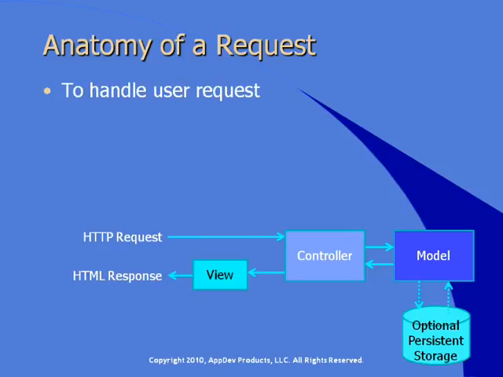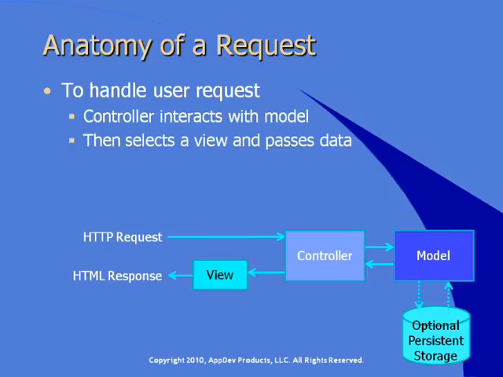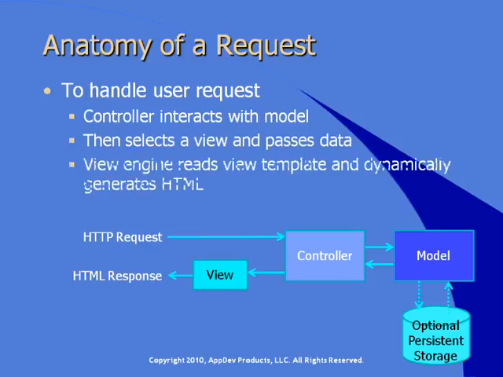So in order to handle a user request, the controller is going to interact with the model in whatever way is necessary to respond to the request. The controller then selects a view and passes it whatever data the view requires to generate the page. The view engine then reads the view template and dynamically generates the HTML that is sent to the user.